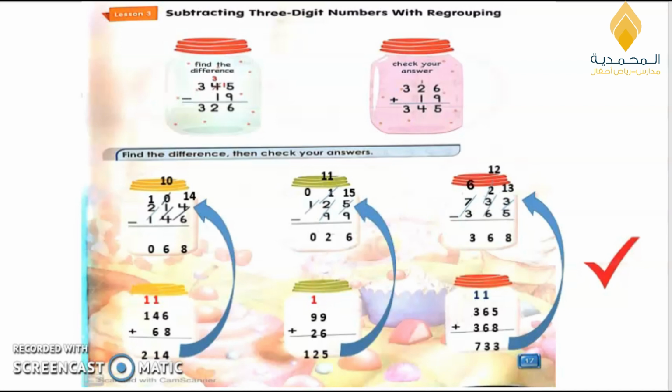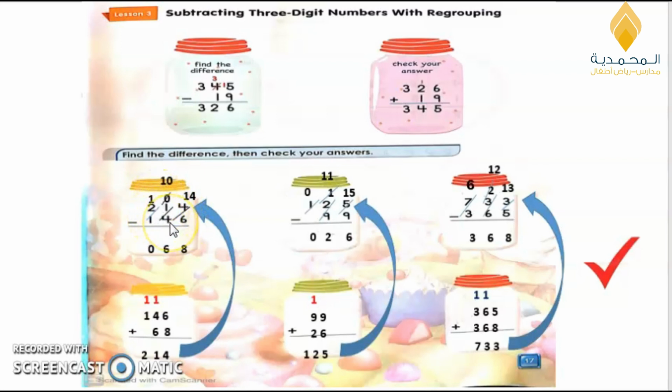Excellent. Okay, now after understanding the concept of subtracting three or four-digit numbers, we will move again to page 17. As you can see, the title is Subtracting Three-Digit Numbers with Regrouping. Okay, I will solve these three questions for you, so listen to me. For example, if you have 214 minus 146, the first step, line up the digits.